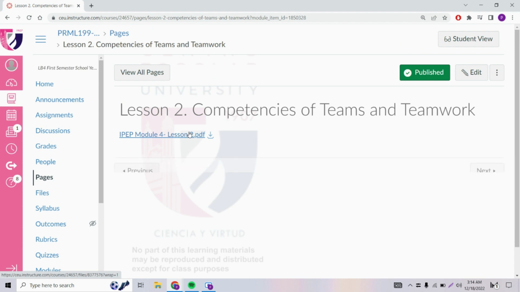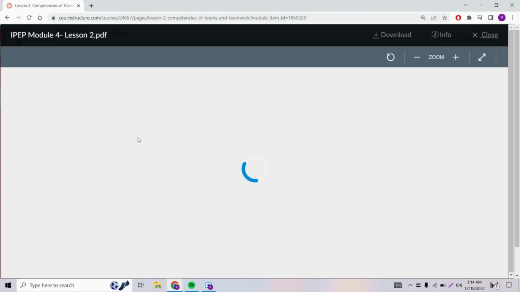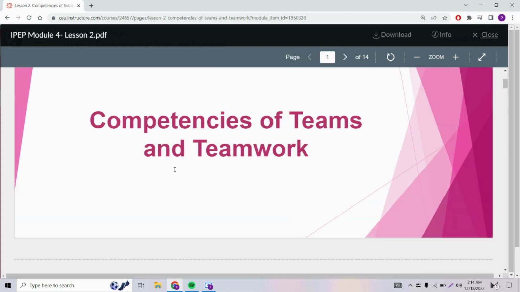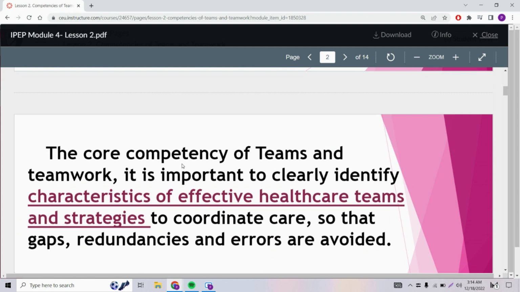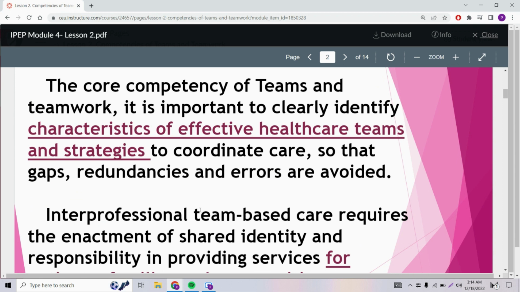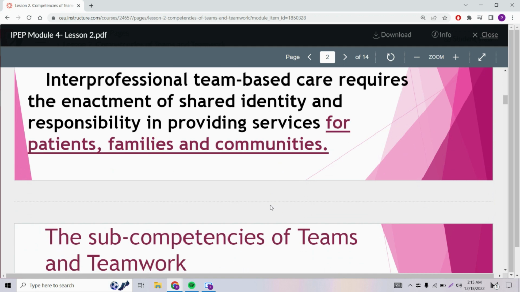So that's the foundations of teamwork plus. Let's go naman to the competencies of teams and teamwork. The core competency of teams and teamwork is that it's important to clearly identify, class, the characteristics of effective healthcare teams and strategies to coordinate care so that gaps, redundancies, and errors are avoided. Interprofessional team-based care would require enactment of shared identity and responsibility in providing service for patients, families, and communities.